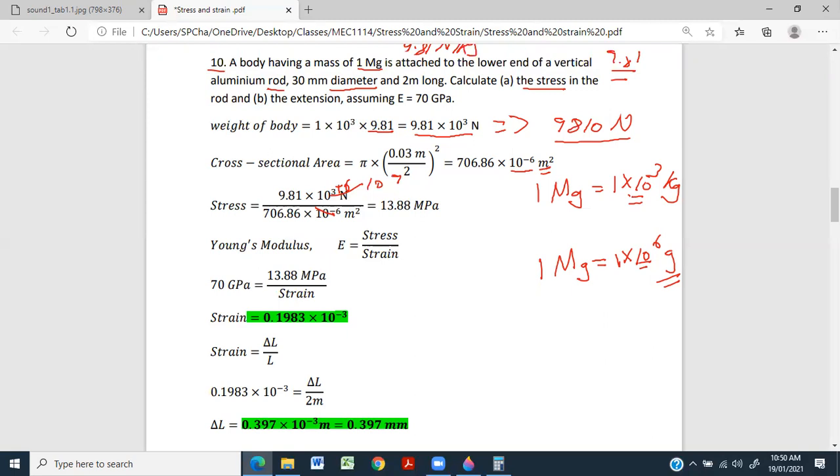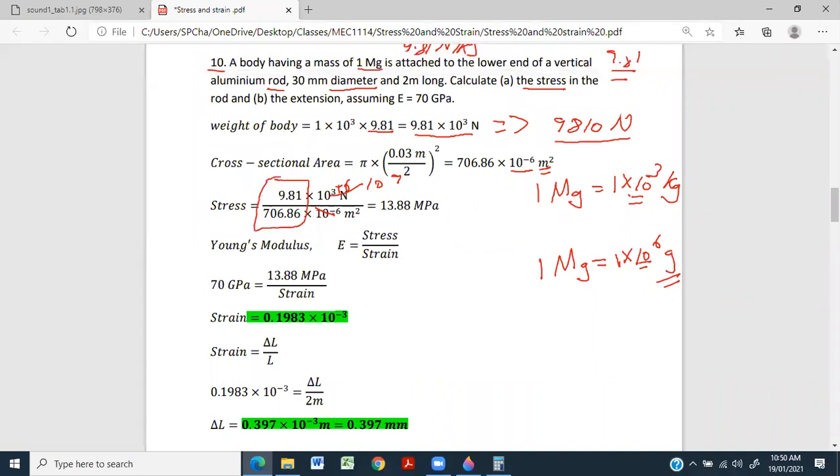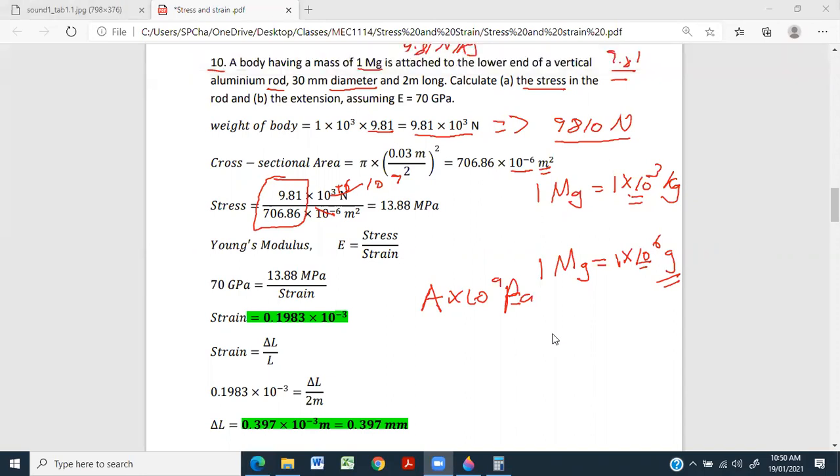And of course, that answer would be in pascals. So whatever this part divides to, let's say A, we get A times 10 to the power of 9 pascals, right? Pascals. So let's put that into our calculator real quick.